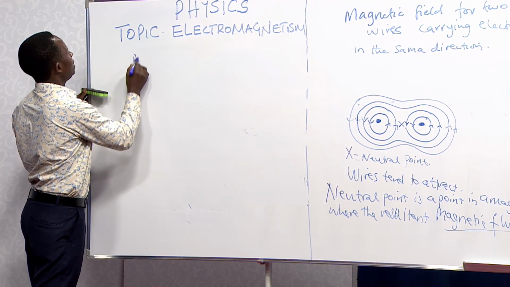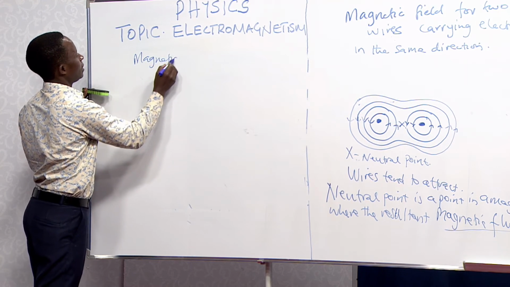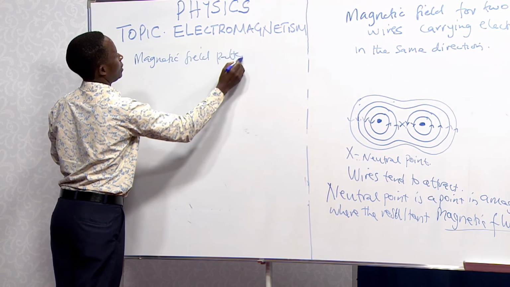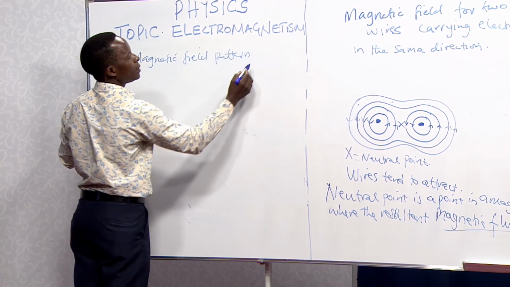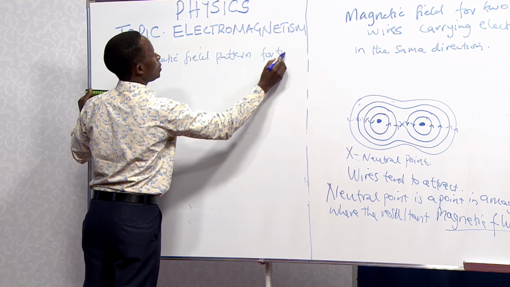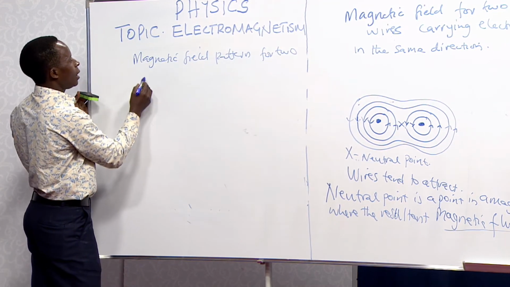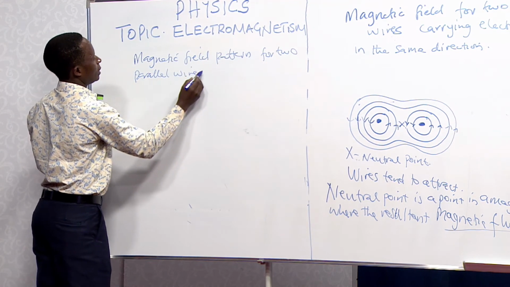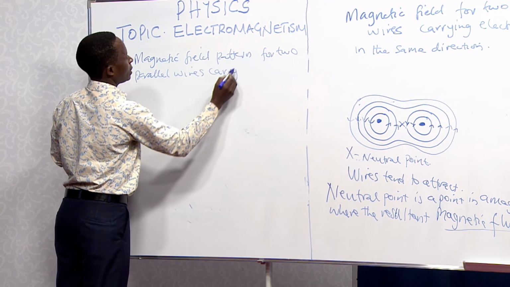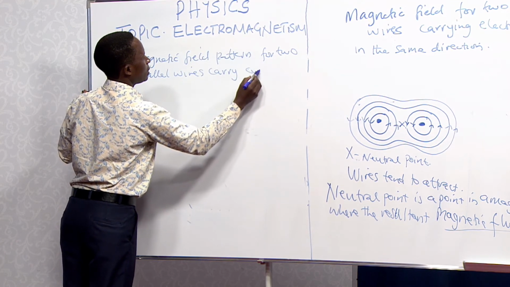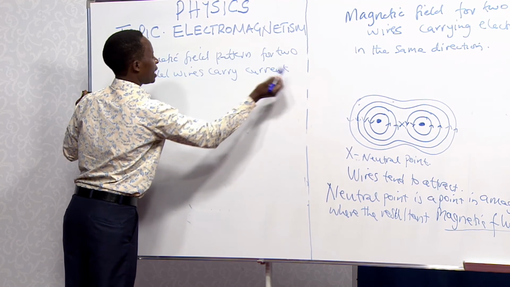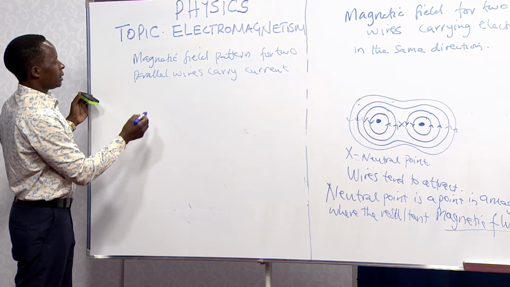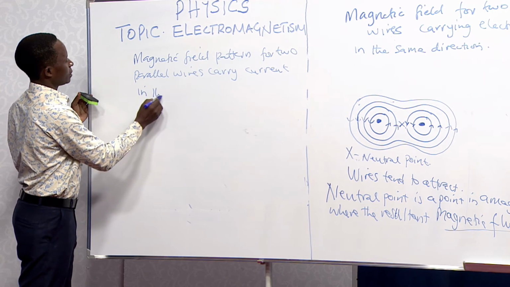Magnetic field pattern for two parallel wires carrying current. This time when I say current, you just know that I'm talking about electric current. Carrying current in the same direction.